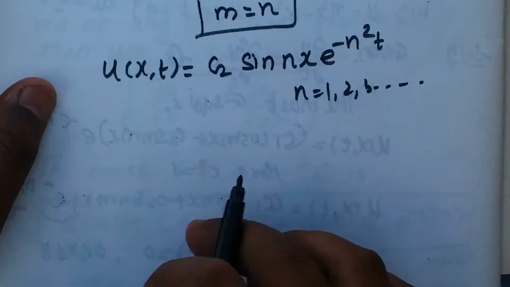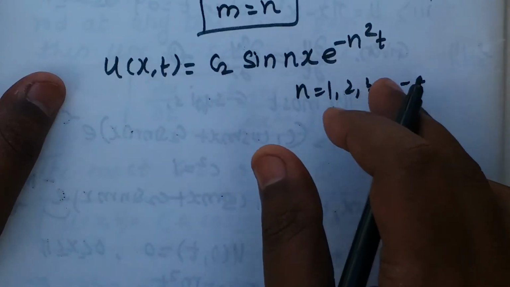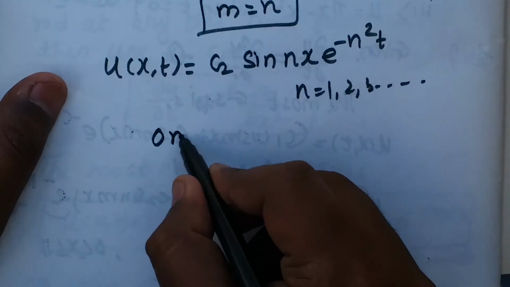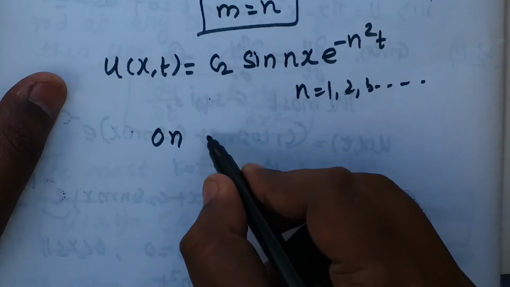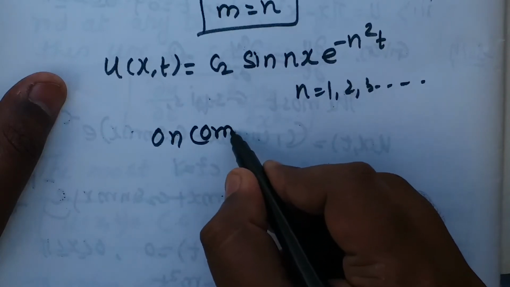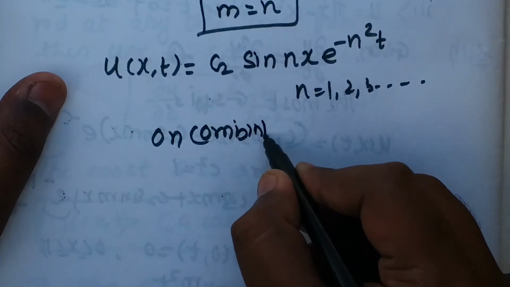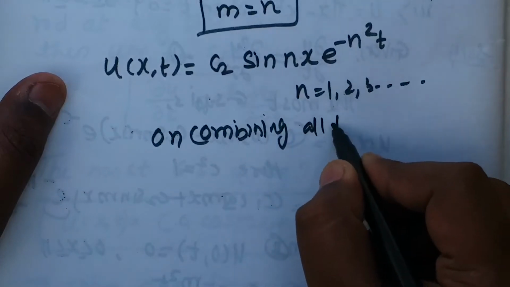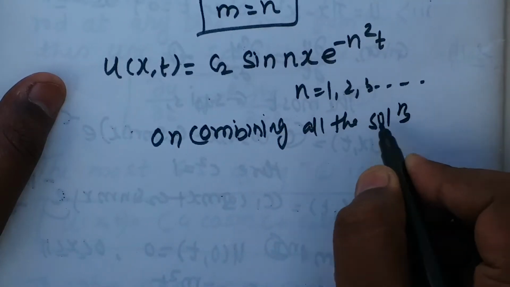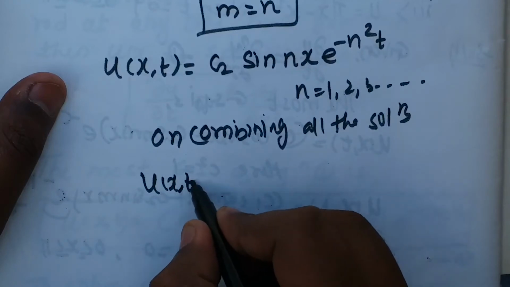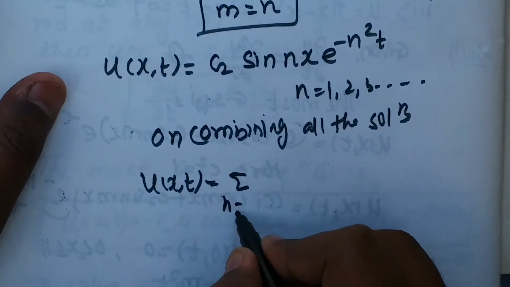So this will be the form, and n starts from 1 to infinity. So we have infinitely many solutions, for n equal to 1, n equal to 2, and so on. We are going to combine all of them like we did in the wave equation. On combining all the solutions, u of x comma t can be written in the form of a series, ranging from 1 to infinity.